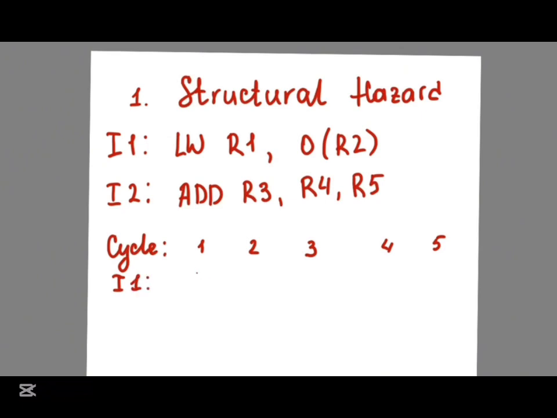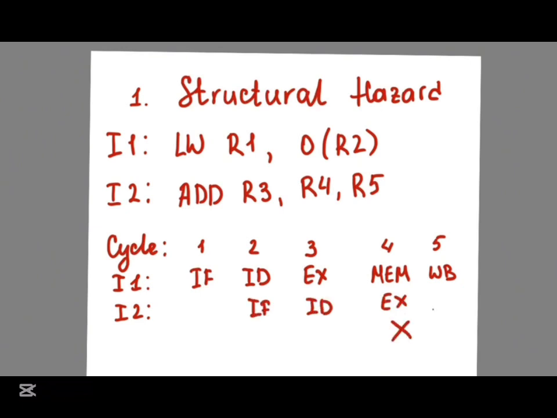Here you can see the cycle, and in cycle 4, both instructions want to use memory, which causes a structural hazard. This hazard can be avoided by adding separate instruction and data memory, or by inserting a stall.